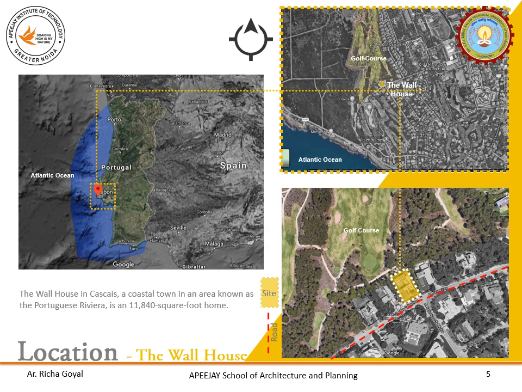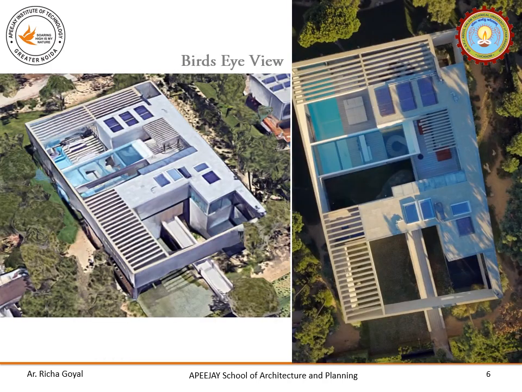So here we have our site in Lisbon, and here is the Wall House, and coming on to the site plan we can see here and mark the boundary of our house. This is the bird's eye view of the house. Here we can also see the color palette is only white, grey and shades of blue.